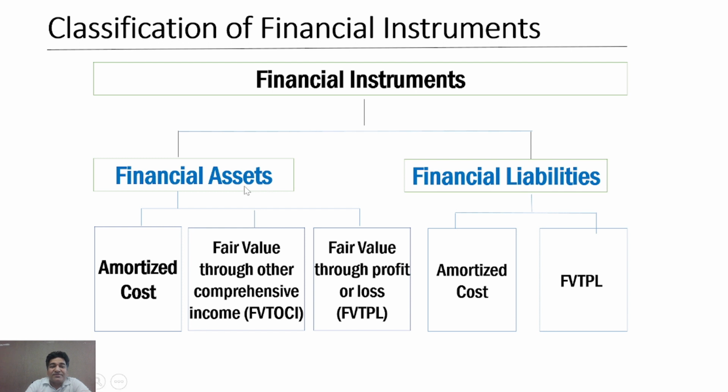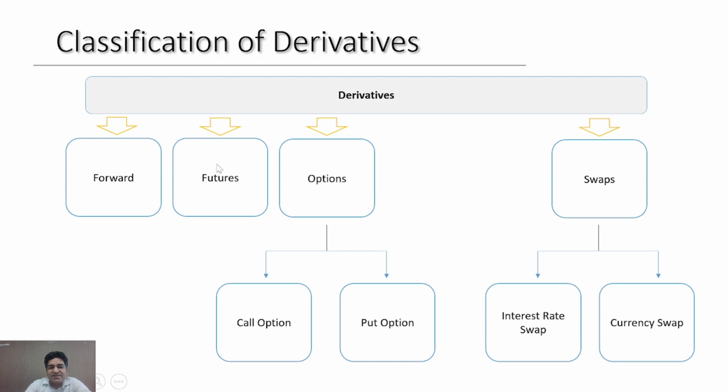So guys, financial assets are classified either at amortized cost, fair value through OCI, or fair value through P&L, and financial liabilities will be classified either as amortized cost or fair value through profit and loss account. Guys, we also discussed the derivatives. We discussed futures and forward contracts with the help of an example, and we also discussed options, which are a call option and a put option, and also swaps, interest rate swap and currency swap, with the help of an example. So I'll recommend that you revisit those videos; it will be helpful for you to understand the fair value hedge accounting.